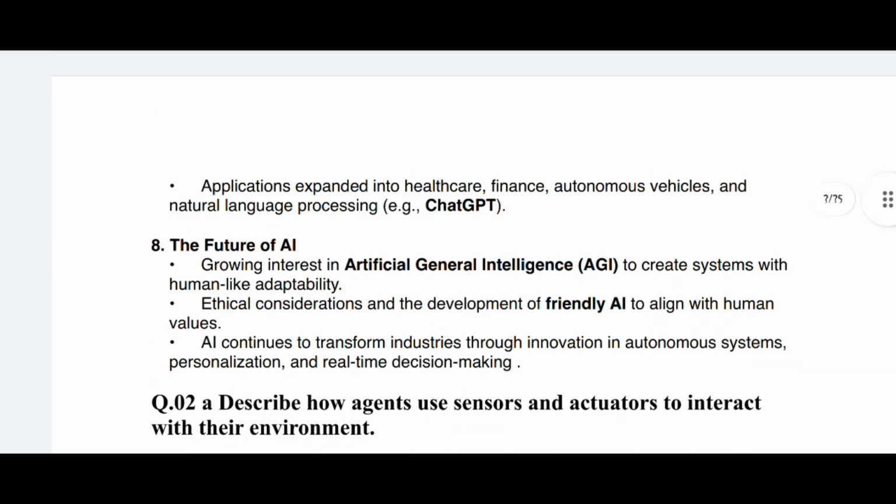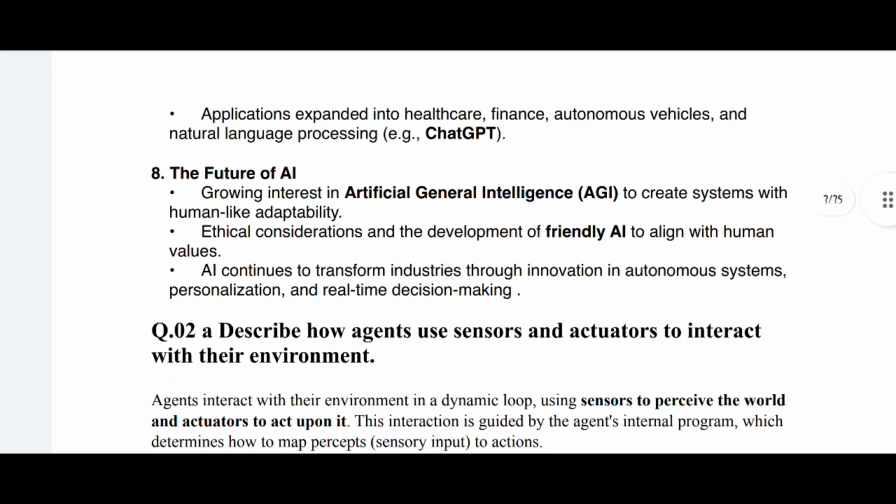Applications of artificial intelligence include healthcare, finance, autonomous vehicles and natural language processing. One of the best examples is ChatGPT. Every engineer, every student, even older people, everyone is using ChatGPT. It is one of the best and most important examples.